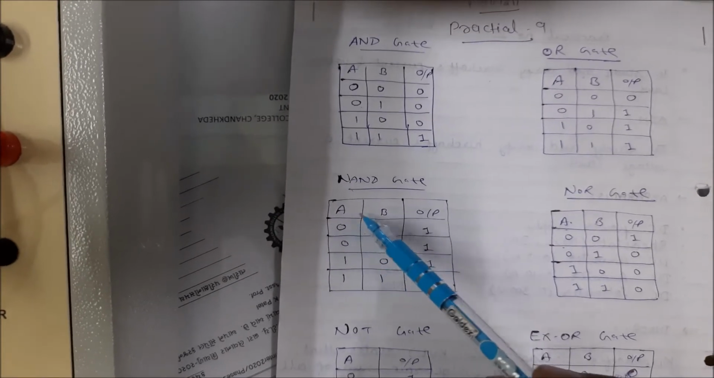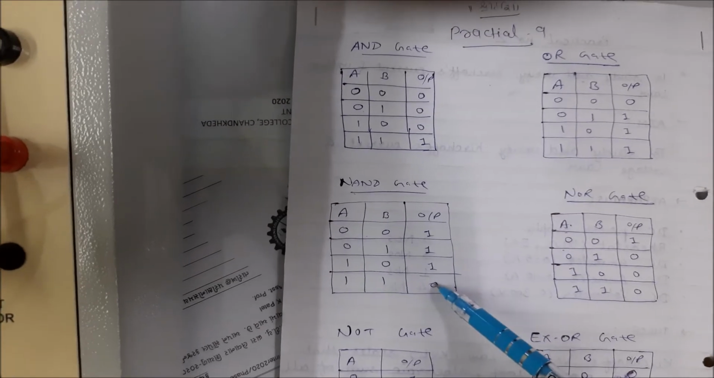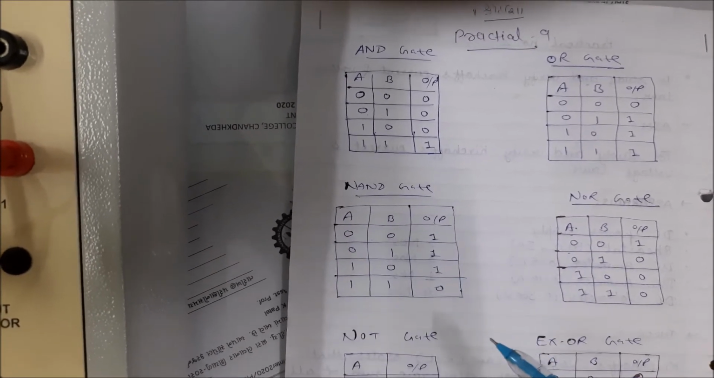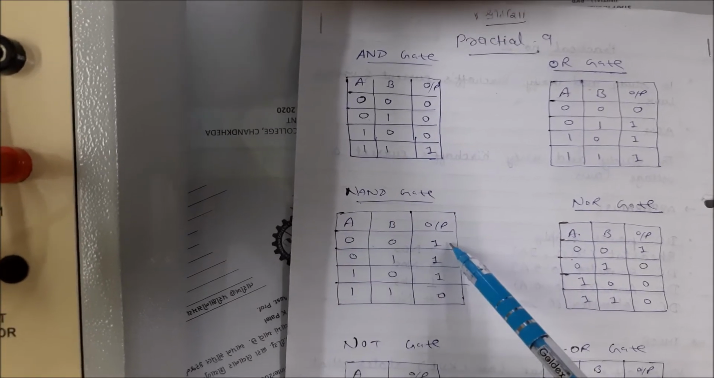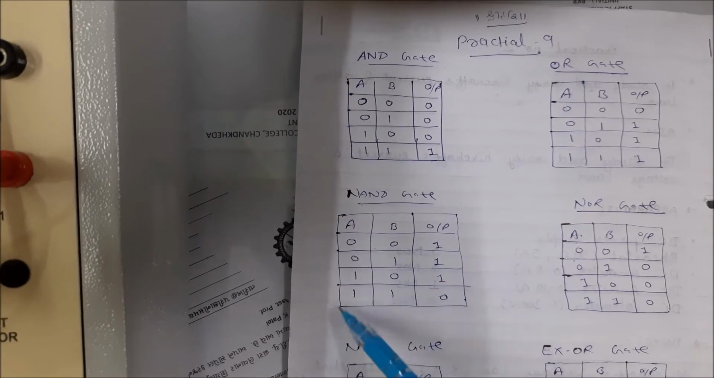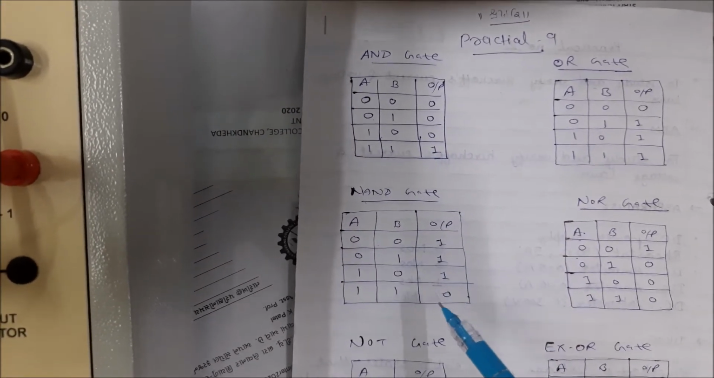So in this, when both inputs are 1, then output will be 0. Otherwise, if any of the inputs is 0, output will be 1. So 0 0 will give me 1, 0 1 will give me 1, 1 0 will also give me 1, but 1 1 will give me 0. So this is NAND gate.